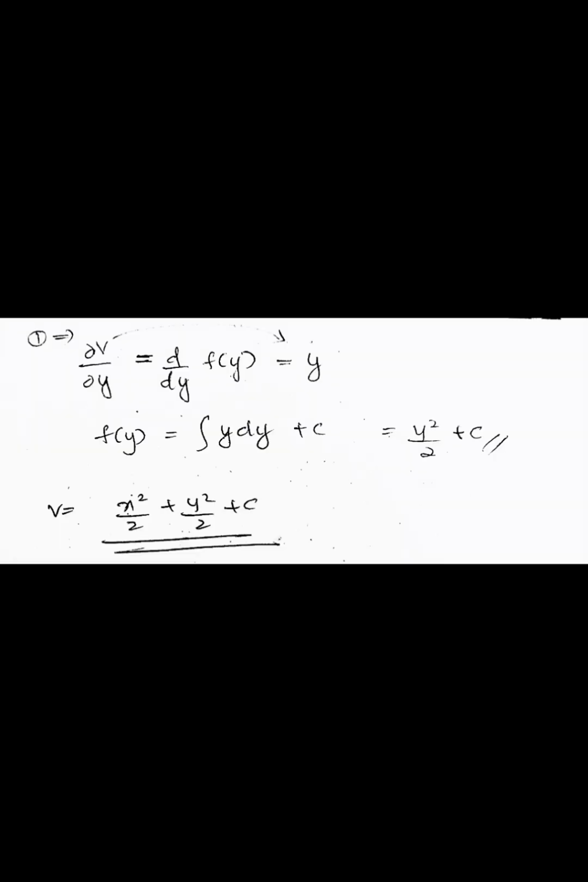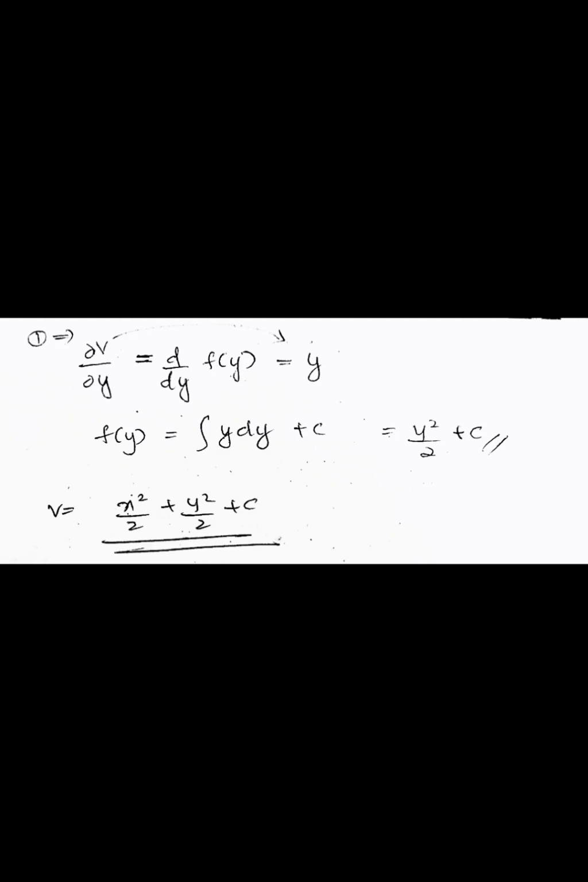By differentiating this equation, we get ∂v/∂y = d/dy of f(y) = y. That means f(y) = ∫y dy + c = y²/2 + c. So substituting these values in equation number 1, v = x²/2 + y²/2 + c. So the option is A.